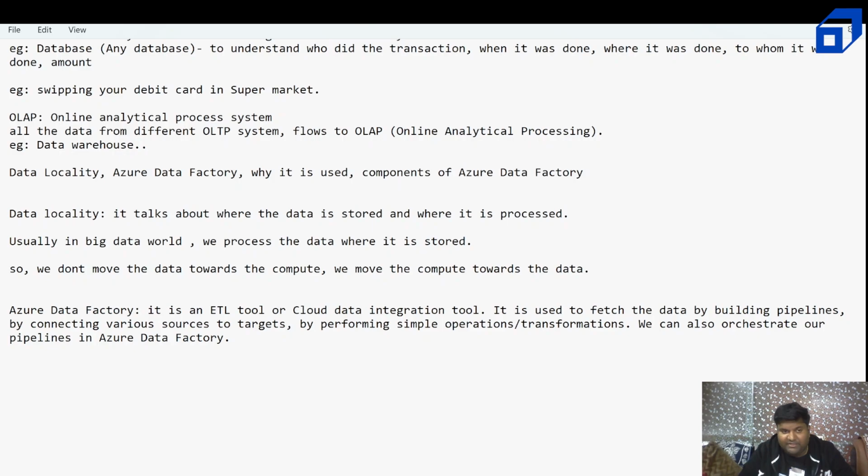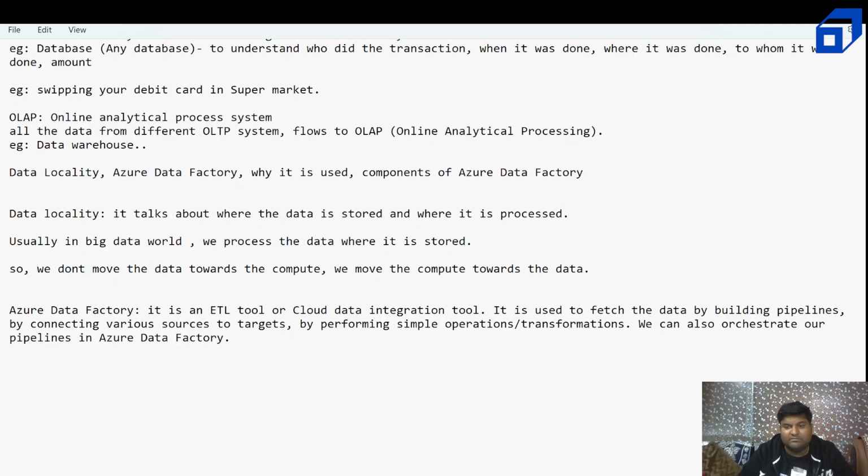So Azure Data Factory is a tool which is used to pull the data from different sources to a particular target. How do we do it? We build pipelines which connect different source connectors. So we have around 99 source connectors, right? We also have around 99 plus target connectors. So we connect to different sources and targets by using different connectors. We call them linked services. We'll talk about them. And by using these different connections, we pull the data from source and then we load it into target.